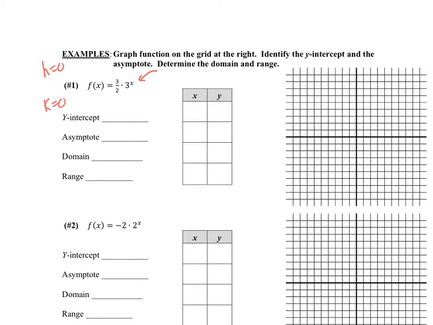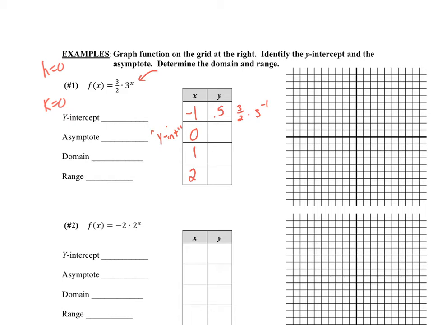So I would put 0 in the middle somewhere. I'm going to put 0 here, -1, +1, and +2. And we'll see if that works. Okay. And I have the y-intercept over here. The y-intercept is always where x equals 0. So if we do the math here in a calculator, if we plug in -1, it'd be 3 over 2 times 3 to the negative first power. We will get 0.5.